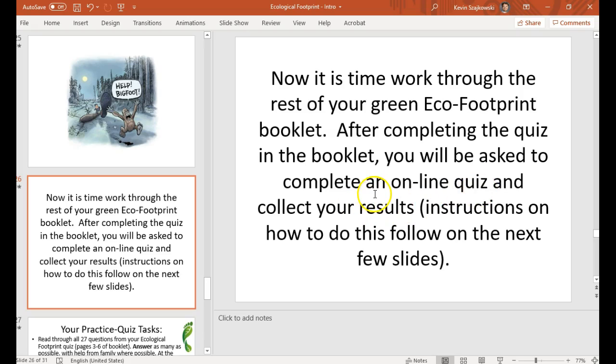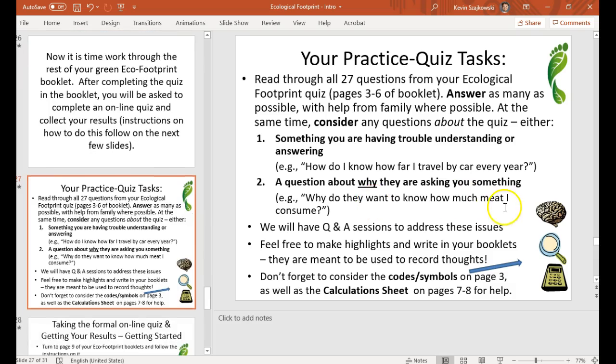Some of them you might have to do some calculating with, and some of them you're going to have to examine your lifestyle and your family's lifestyle. And I want to make sure you understand here that some of those questions you're likely going to have to blend your family's lifestyle with your own. Like many of you don't drive yet, for example, but you get driven places. So you're going to have to do a hybrid analysis of your family's footprint and your own when you're answering those questions.